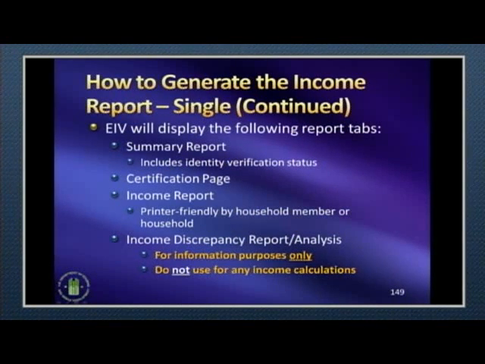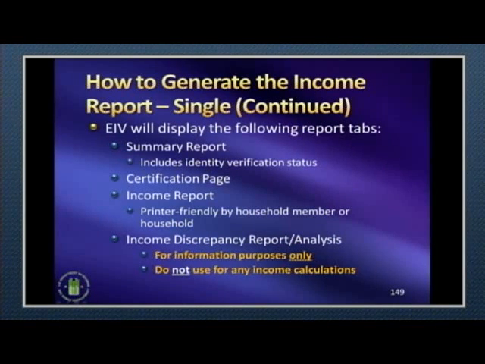That is because we do not want you wasting your time trying to back into numbers that are on that report. That income discrepancy report will no longer be available as an identity verification report. However, there still will be a tab within the tenant search for income information. There still will be an income discrepancy tab, but it's an analysis tab only. It's for informational purposes only and not to be used for any income calculations or trying to figure out how HUD came up with those numbers.